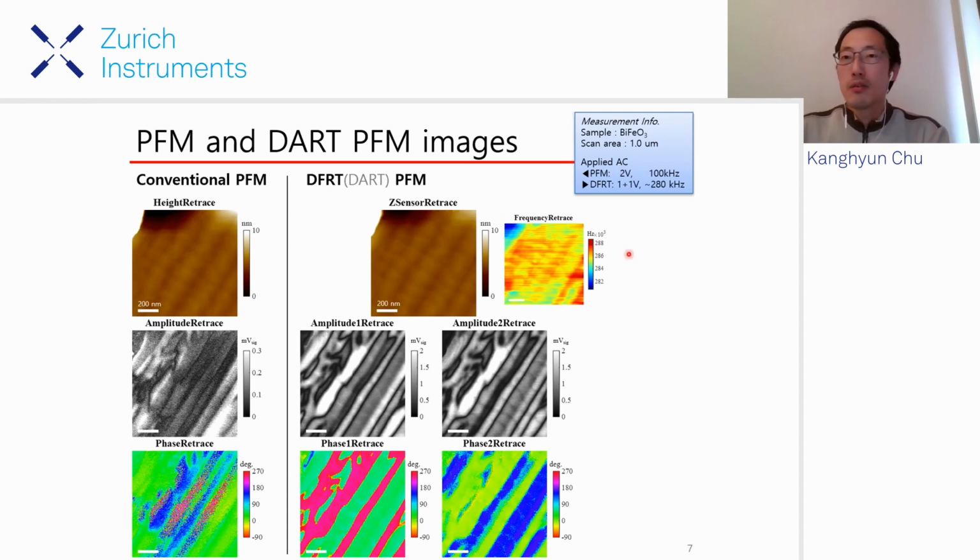Here we applied 2 volts for the conventional PFM, which is the same for the dual frequency resonance tracking PFM.